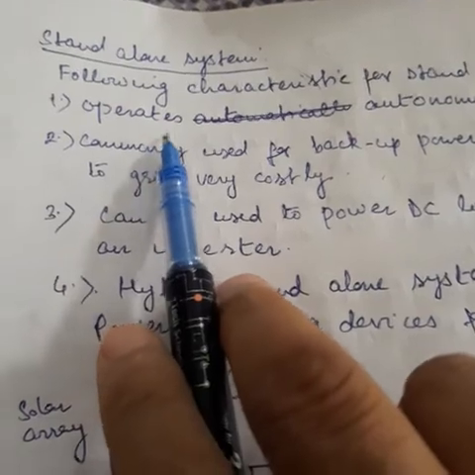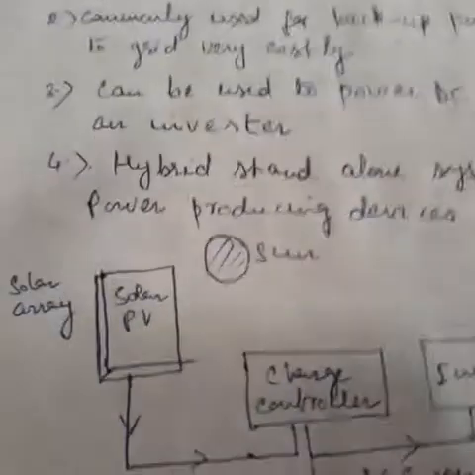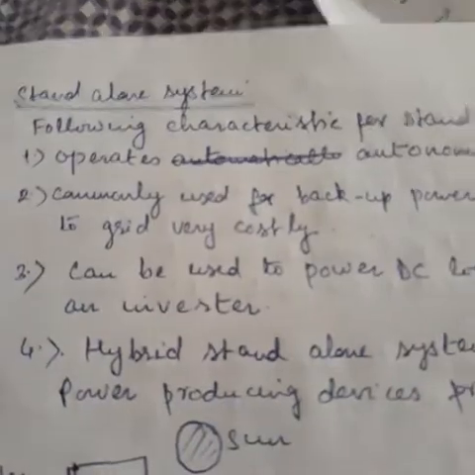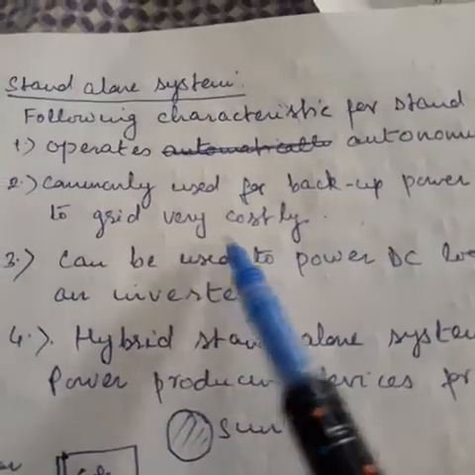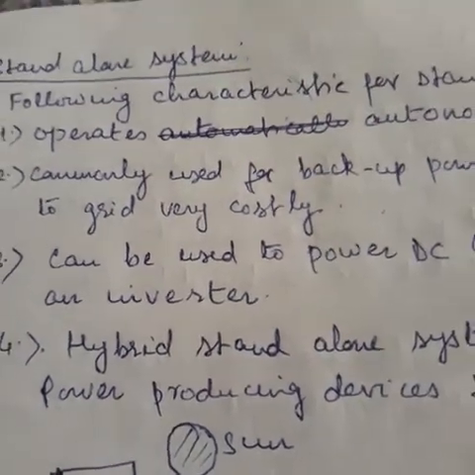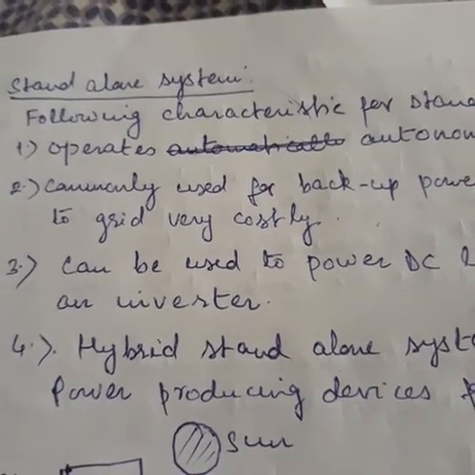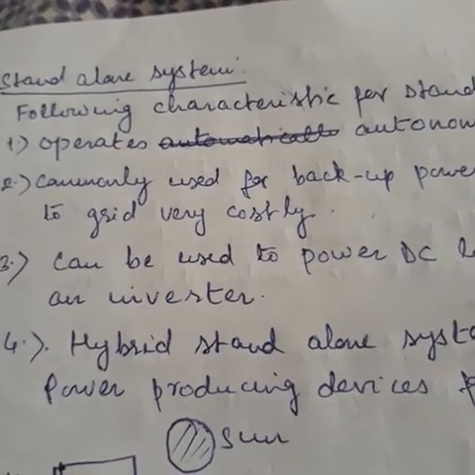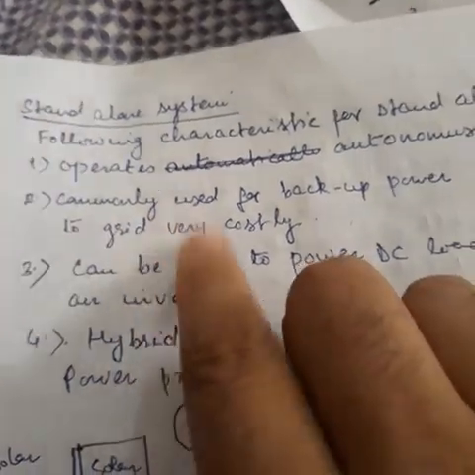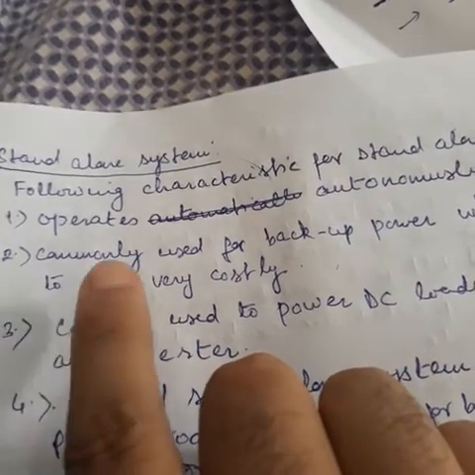It means that there are no other resources or feedback; it is controlled by this standalone system. Second, it is commonly used for backup power where connectivity to the grid is very costly. We know that the grid is a main functional element by which we generate the electricity. So grid is an important feature, so we cannot reduce its total values.